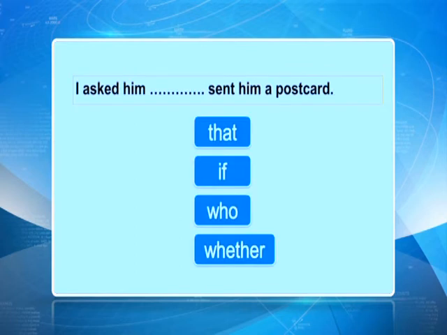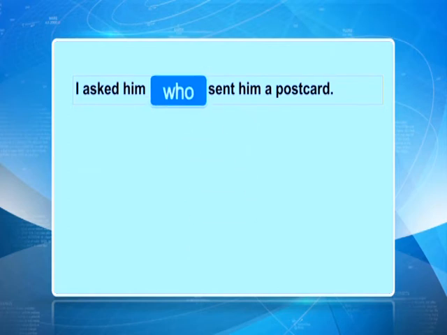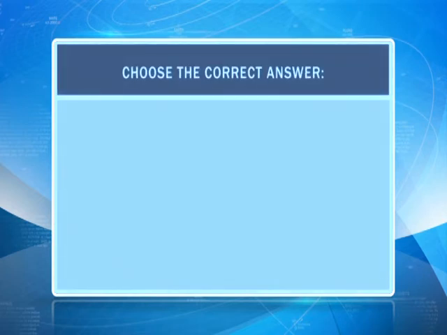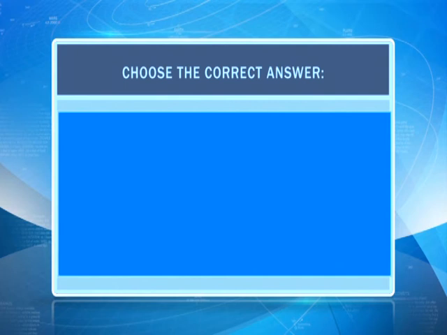I asked him, blank, sent him a postcard. Notice that the space here needs a word which is going to be the subject of the sentence. So that cannot be the subject, if cannot be a subject, and whether is also a wrong answer. And the best word to complete this sentence is who. I asked him who sent him a postcard. So choose the correct answer.